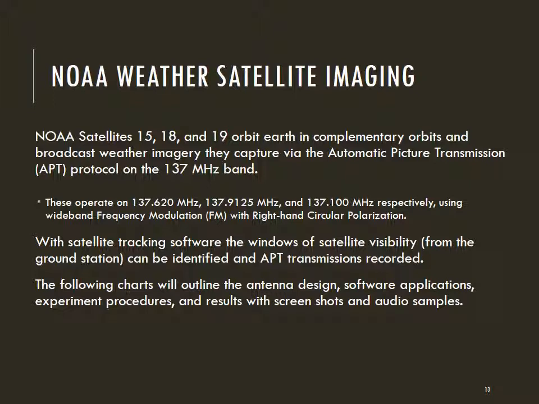NOAA has 3 active weather satellites currently in orbit in complementary orbital paths around the Earth: Satellite 15, Satellite 18, and Satellite 19, which broadcast RF signals down to the Earth on 137.62, 137.9125, and 137.1 MHz respectively, using right-hand circular polarization due to their orbit. These satellites take measurements and photographs of the atmospheric conditions below.